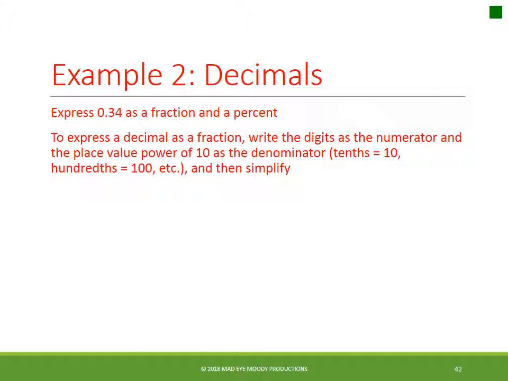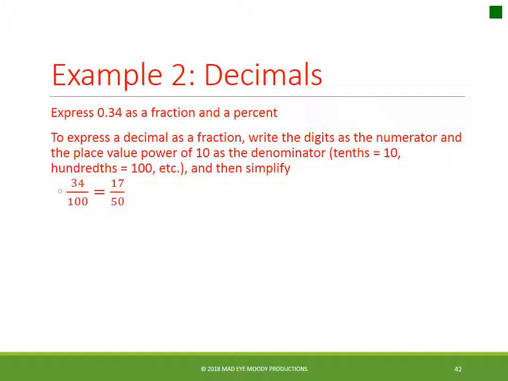To write a decimal as a fraction, you simply write the digits as the numerator of the fraction, and then the place value, power of 10, as the denominator. So if we only had a decimal that went to the tenths place, it would be over 10. Here we have a decimal that goes to the hundredths place, and so this fraction is going to be over 100 because we use the place value. So 34 hundredths expressed as a fraction is 34 over 100.